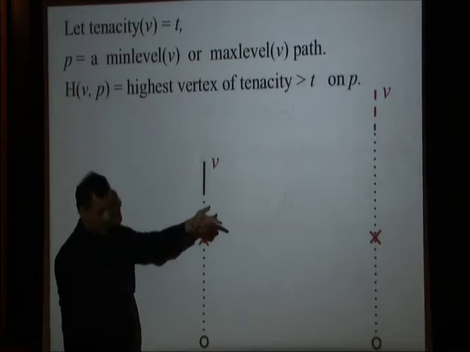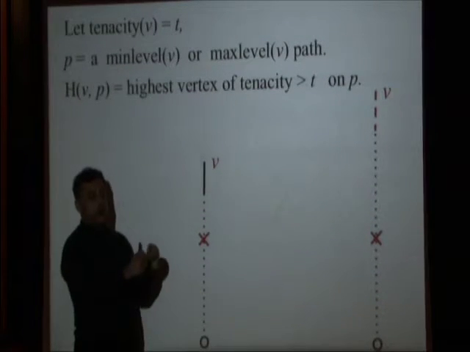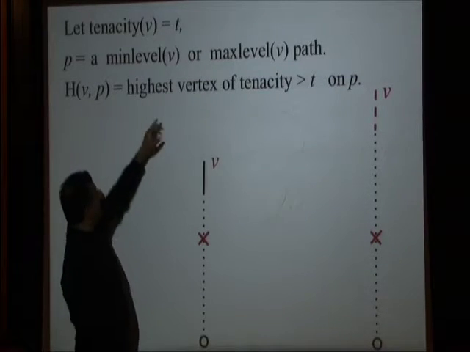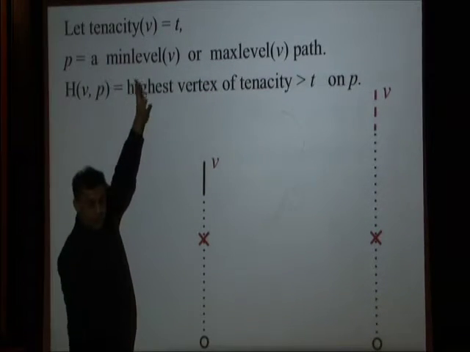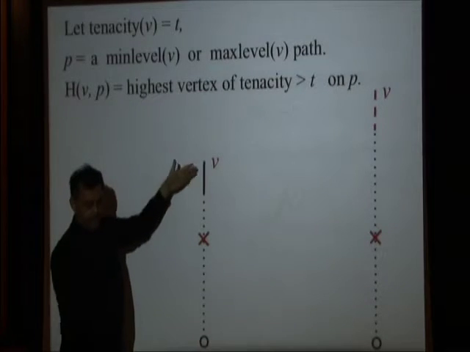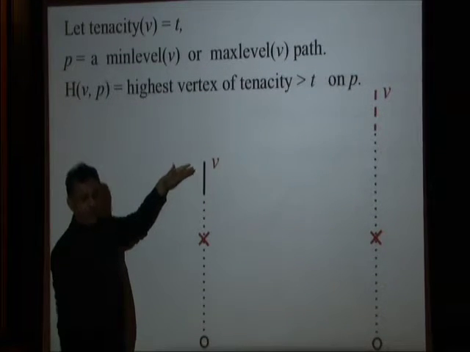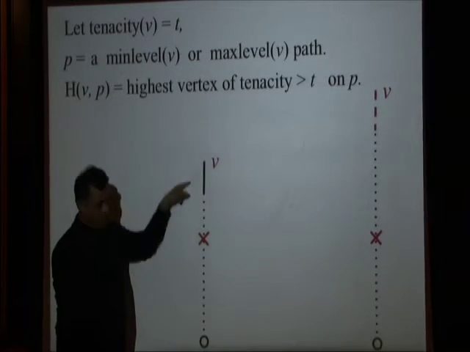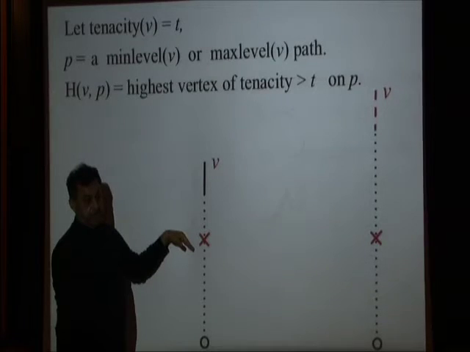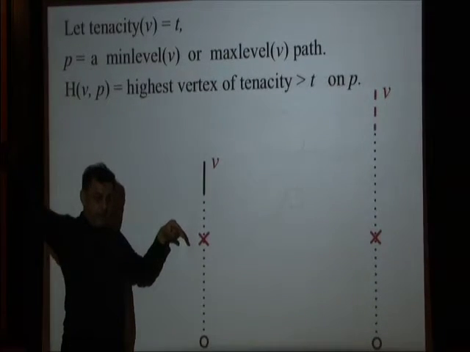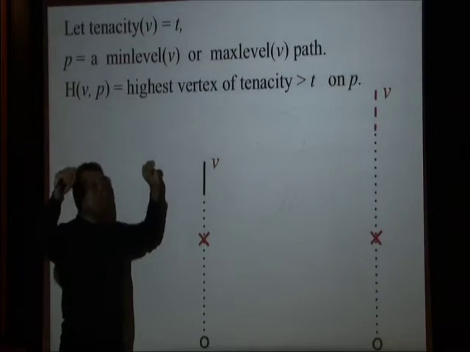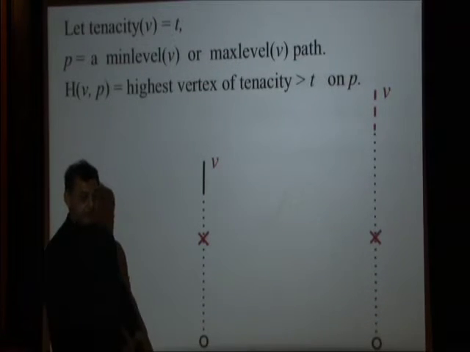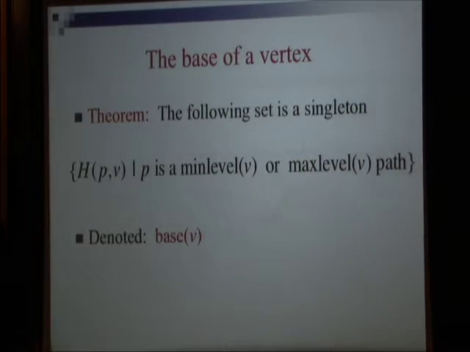Okay, so these crossed vertices. Look, it's just one path. I say P be a min level or a max level path. There could be gazillions of them, right? On all of them, mark out the highest vertex which is of tenacity strictly bigger than t. Just mark them out on each path. And you say there is just one such vertex. And this is a very substantial development.